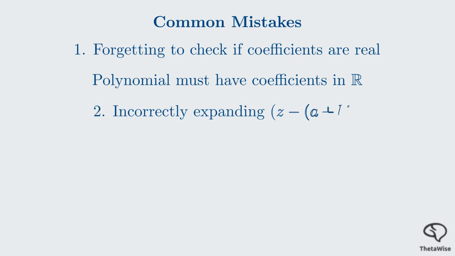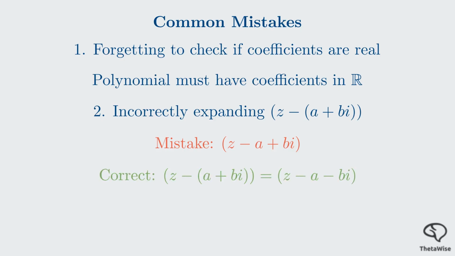Students often make sign errors when expanding the linear factors. Look at the mistake here, z minus a plus bi. The correct form is z minus a minus bi. Use brackets carefully, z minus the entire root. Grouping the real parts together, like z minus a in brackets, makes the expansion using the difference of squares much safer and faster.